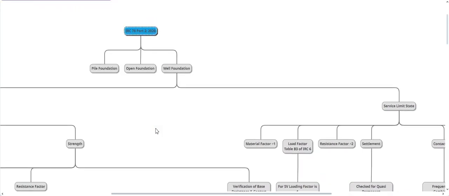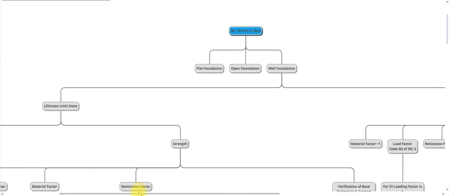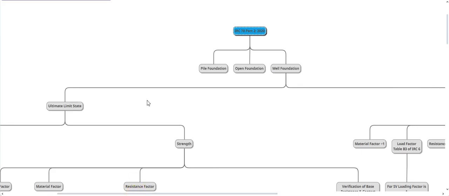So that's all in this video. I think we have completed almost all the parts in the IRC 78 part 2 on the limit state method, where we discussed all the factors that are introduced in this code.